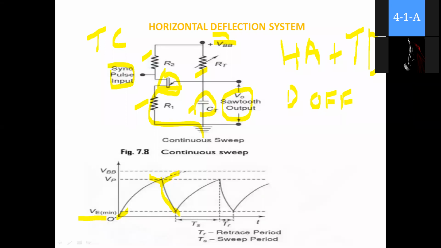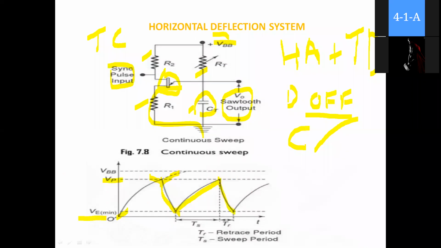So what happens again when the UJT is turned off? The capacitor C starts charging and again it increases towards VBB. Again, when it reaches the level of VP, the UJT fires on and the capacitor starts discharging. In this way the capacitor charges and discharges alternately to form a sawtooth waveform.